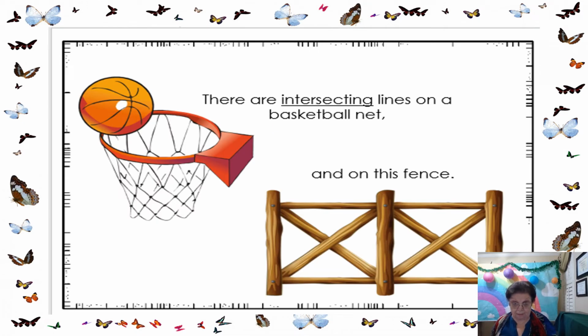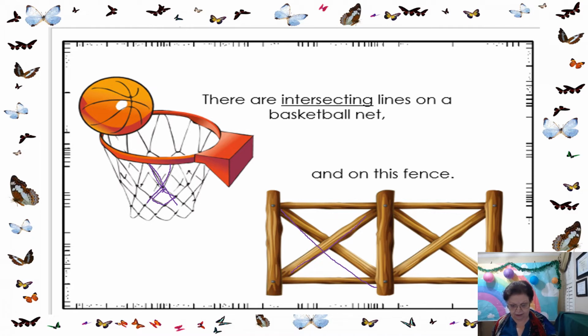These lines on a basketball hoop are intersecting lines. They meet each other. That one meets that one. This one meets this one. They're intersecting. And on this fence, I see parallel lines.